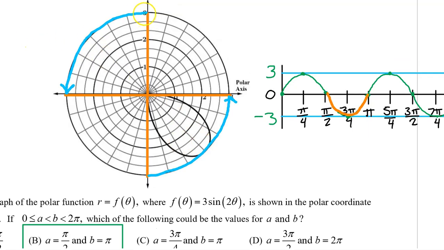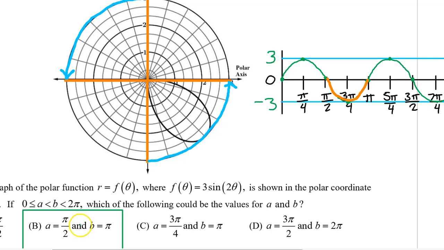So as the value of theta moves through the second quadrant from pi over 2 to pi, the r values will be graphed in the fourth quadrant between 3 pi over 2 and 2 pi. So far, option B is looking like a very possible answer.